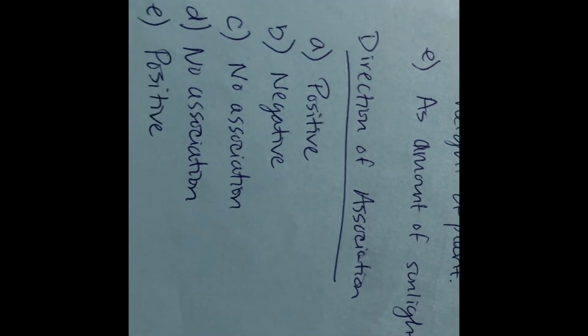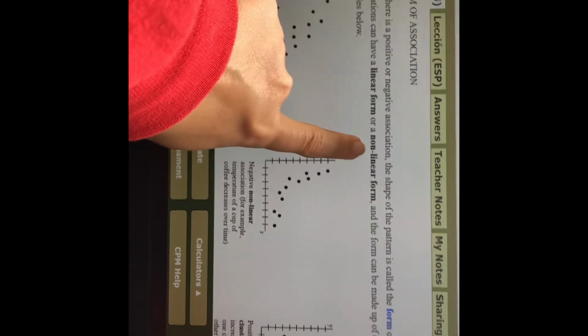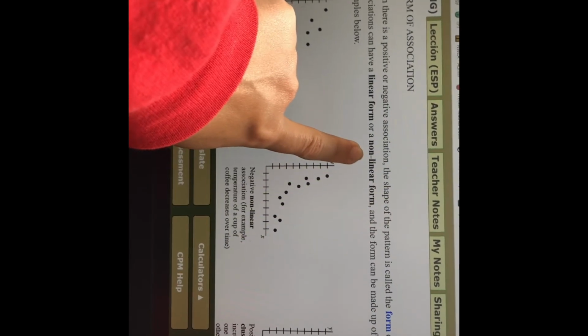Okay, so that's kind of a new concept for us. And our other new concept we're going to talk about is called form of association. So when there's a positive or negative association, the shape of the pattern is called the form of the association. Associations can have a linear form or a non-linear form, and the form can be made up of clusters of data. So here's some examples. Remember, linear all means is like a straight line. Non-linear just means curved, so a curved line.